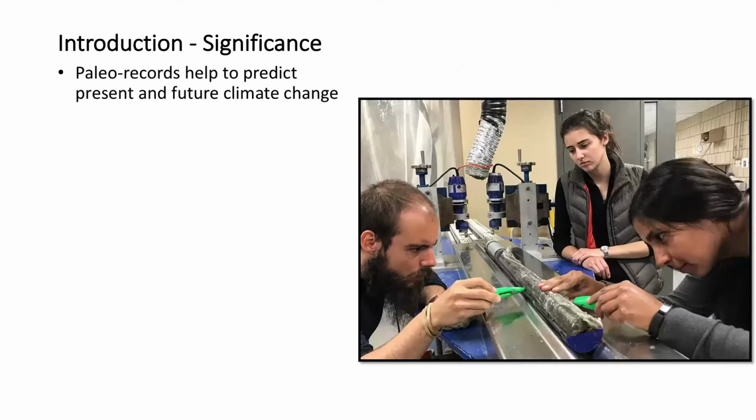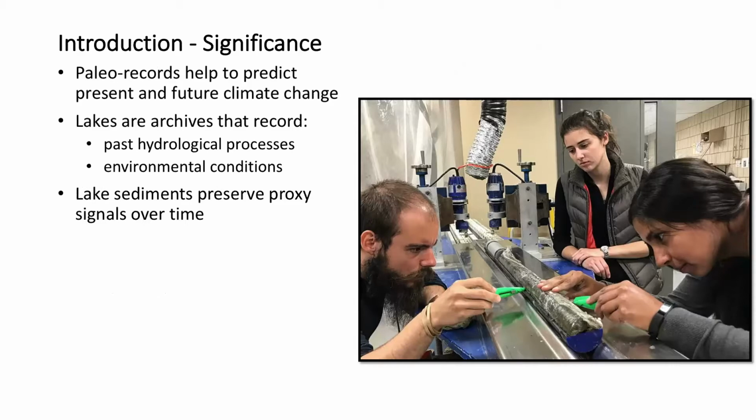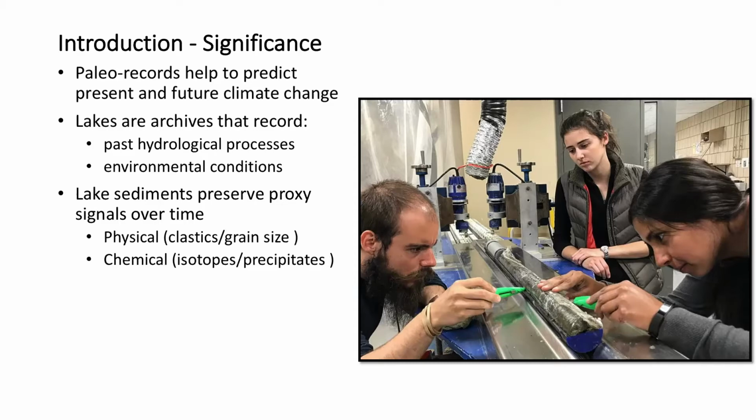To better understand California's past climate and hydrologic history, we look to Earth's paleo archives. Paleo records provide insight to better understand and predict present and future climate change. Lakes are important archives that record past hydrological processes and environmental conditions. Lake sediments record a lake's limnology and hydrology by preserving physical, chemical, and biological signals over time.